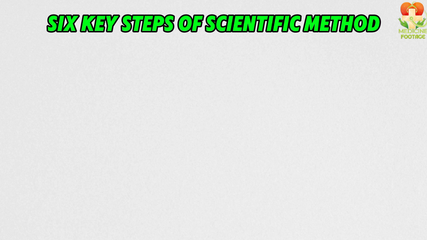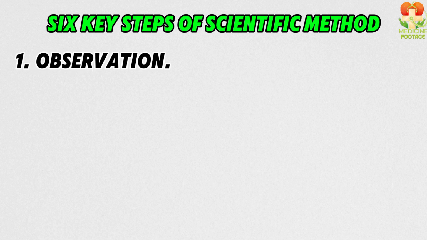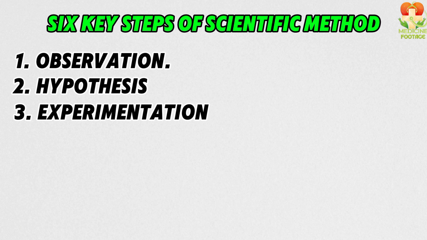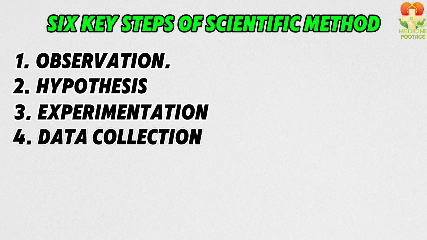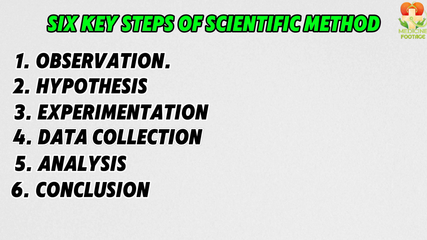There are generally 6 key steps in the scientific method: observation, hypothesis, experimentation, data collection, analysis, conclusion. Let's go through these steps in detail and see how each one works in the context of biology.